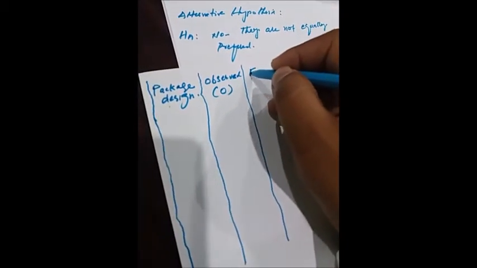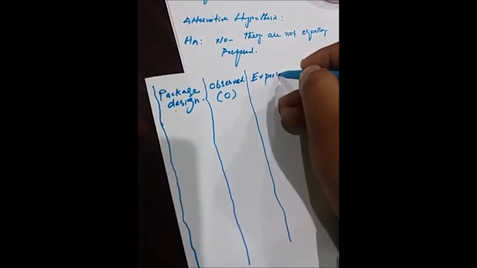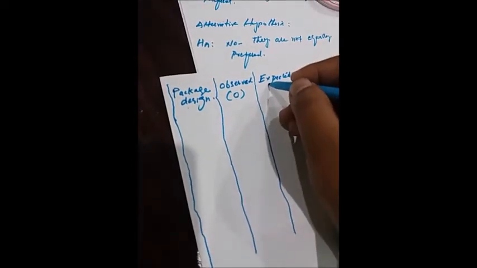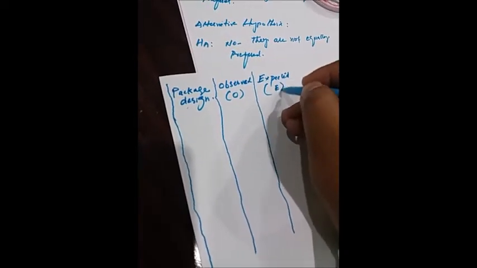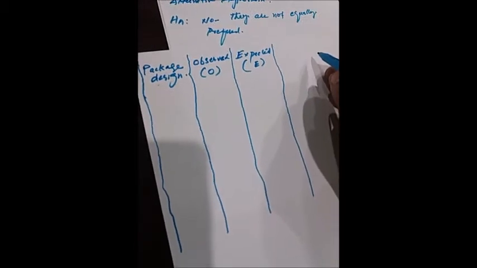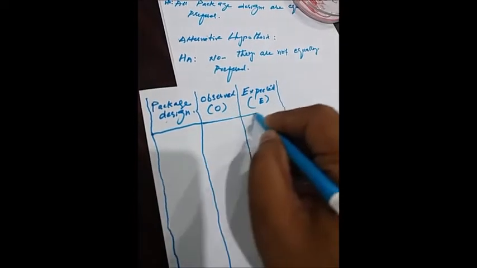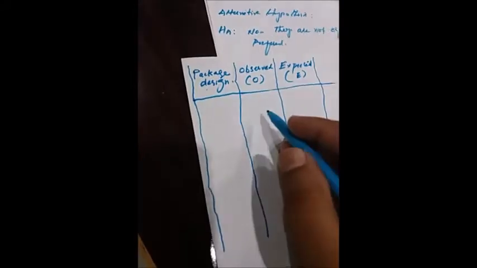Number three column is expected values. And number four column... so we have basically 5 kinds of package designs.